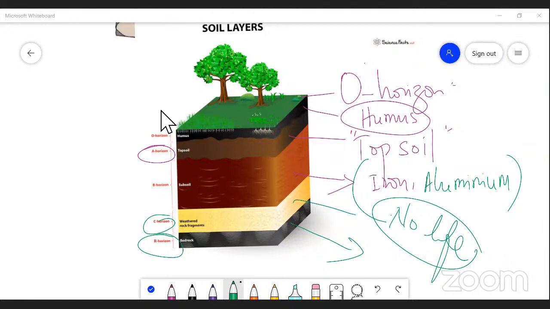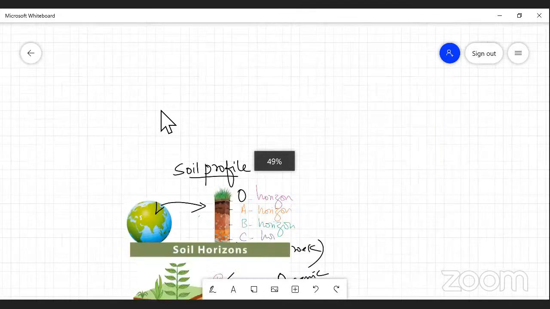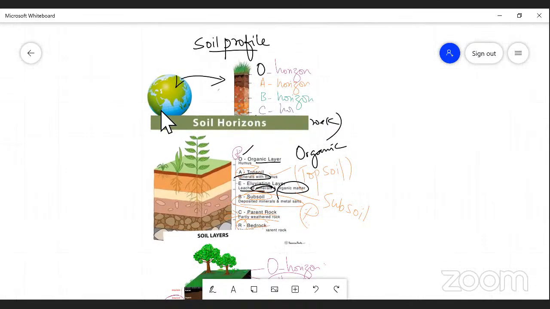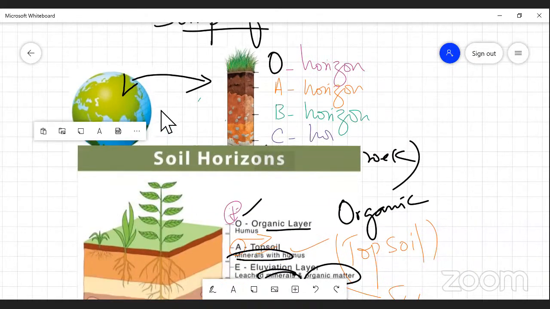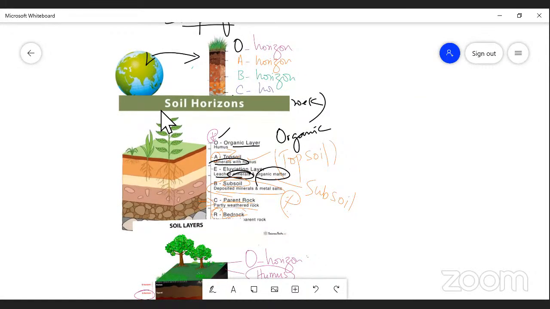Dear students, do you understand? Yes, sir. Could you mention the different layers of the soil profile? Yes, sir. O horizon, very good. A horizon, very good. B horizon, very good. C horizon, R horizon. Very good. Okay, which of the following is known as the organic layer? O horizon, very good.